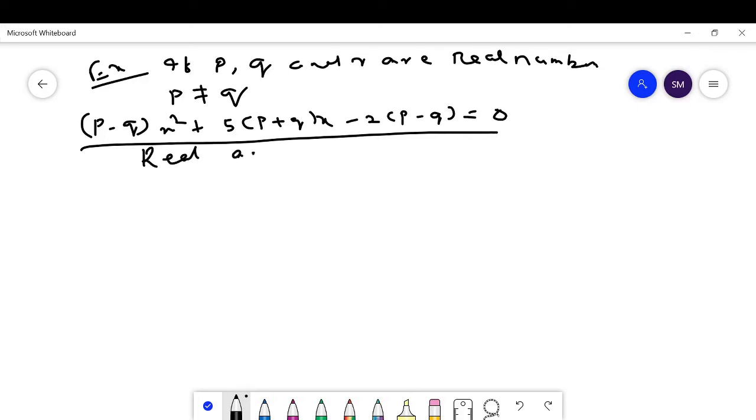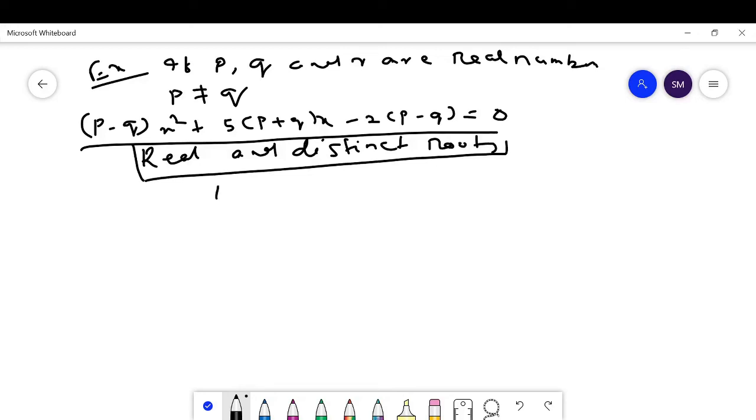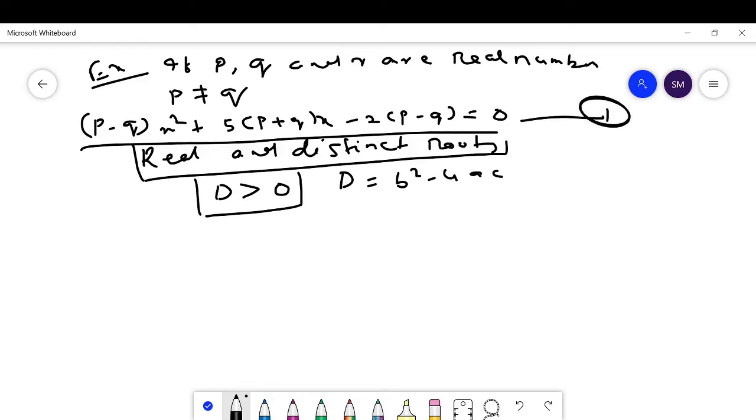This means when we find the quadratic equation has real and distinct roots, d is greater than 0. When d is greater than 0, we find real and distinct roots. What is d? d is equal to b square minus 4ac. From this quadratic equation, b is the coefficient of x, which is 5 into P plus Q. A is P minus Q, the coefficient of x square. C is minus 2 into P minus Q.